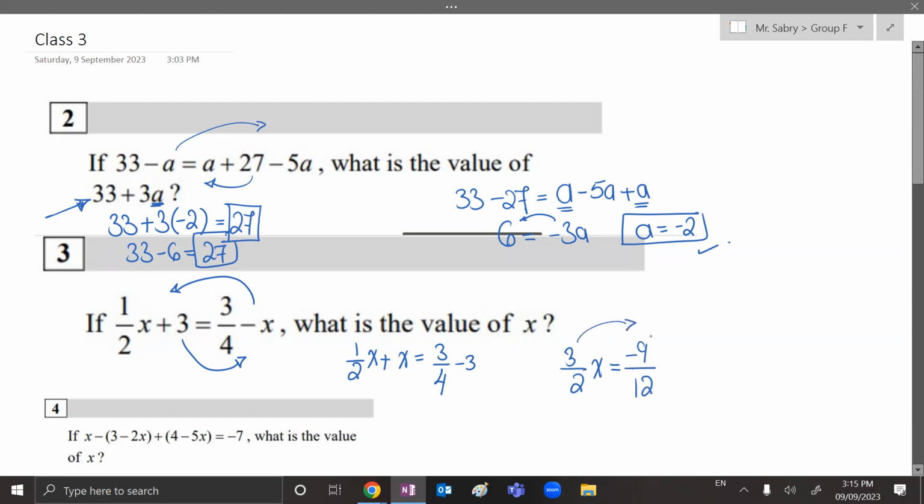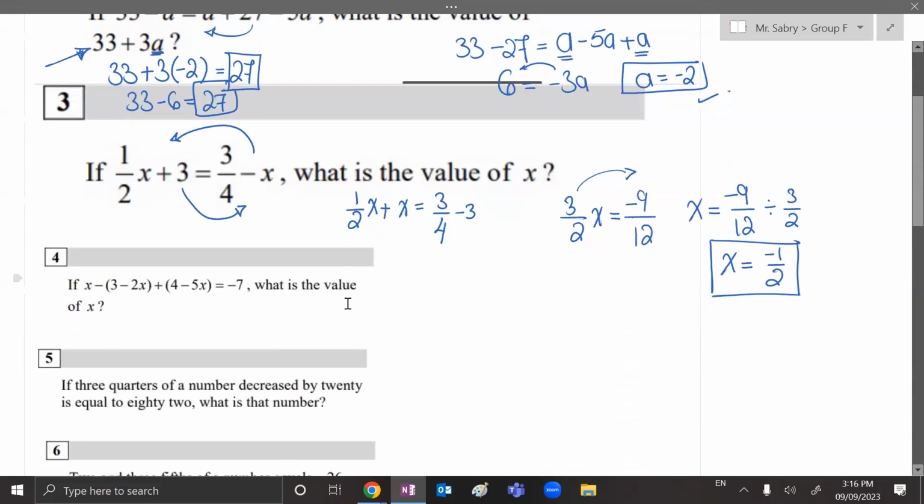Then the 3 over 2 would go to the other side. Slowly now, 3 over 2 times x, so it goes to the other side by division. So I'll do on a calculator negative 9 over 12 divided by 3 over 2. This would give me the x value as negative 3 over 6, negative half. I think, I'm not sure. Can you calculate that, please? Negative 1 over 2, right. Okay.